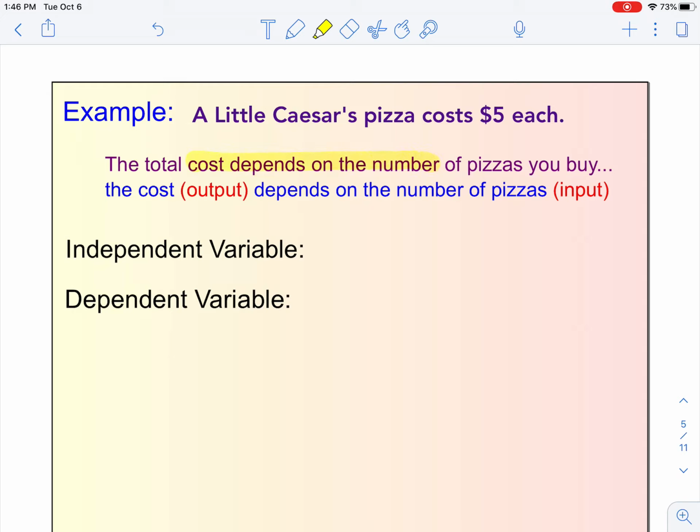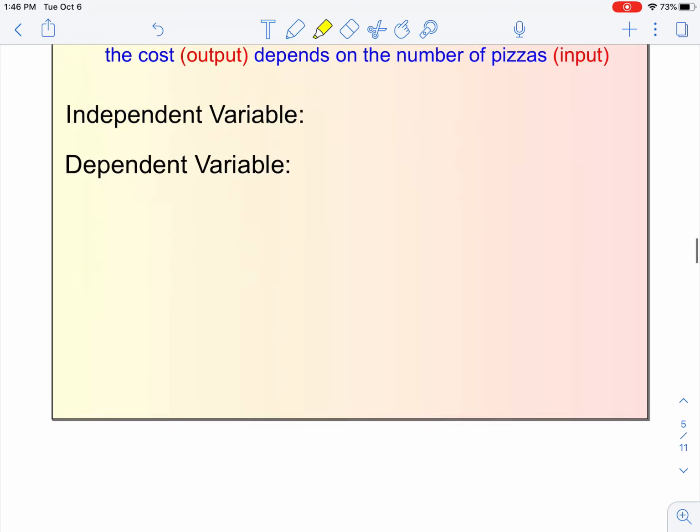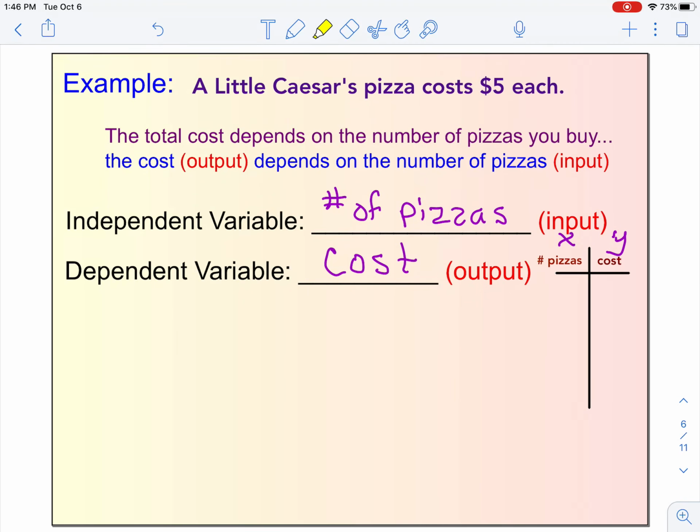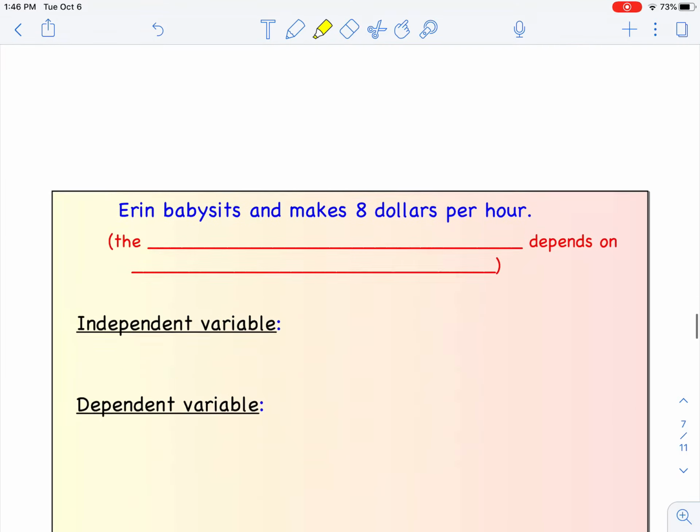So write down which is the independent and which variable is the dependent variable. Pause the video and then start it back up to see if you got it correct. Since the cost depends on the number of pizzas, cost is our dependent variable. And our independent variable is the number of pizzas. And I know we did this one yesterday, but sometimes it's worth doing them a second time to make sure you really understand what's going on.